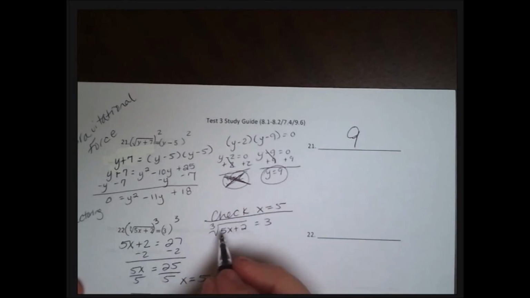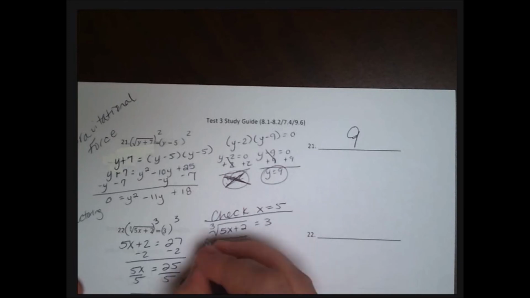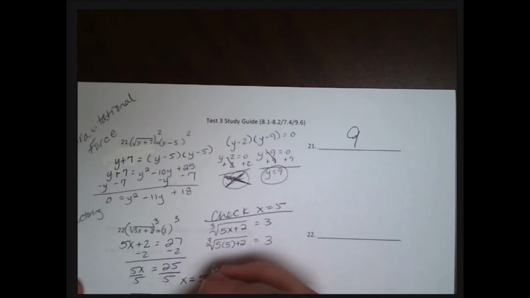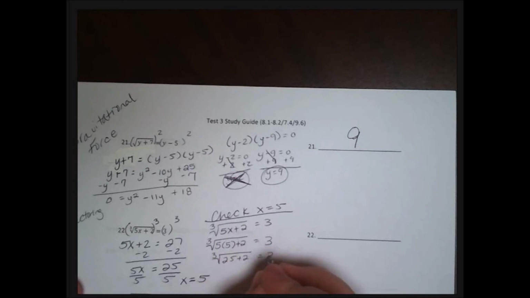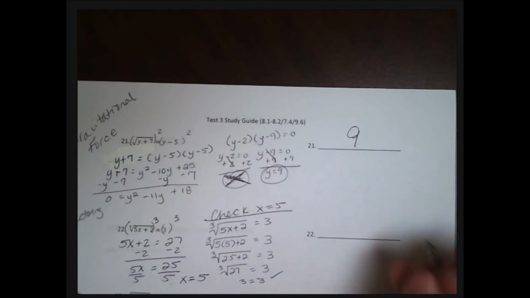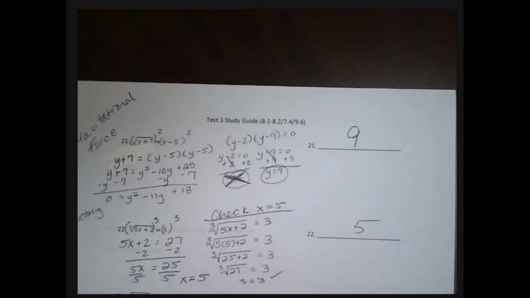So this was our original problem, so I'm going to plug in 5 in place of my x. So 5 times 5 is 25. 25 plus 2 is going to give us 27. And the cube root of 27 is 3. So since 3 does equal 3, that means that 5 is going to be my solution.